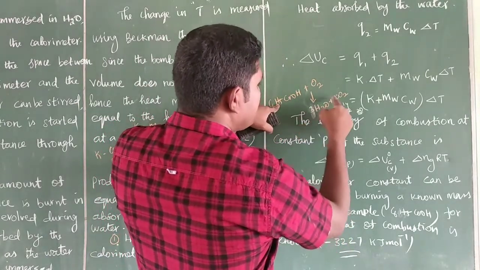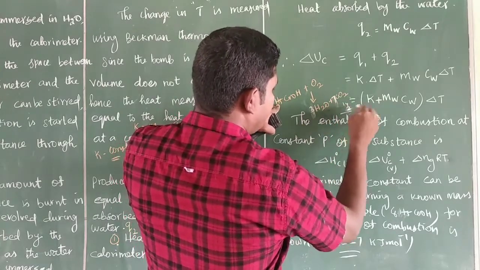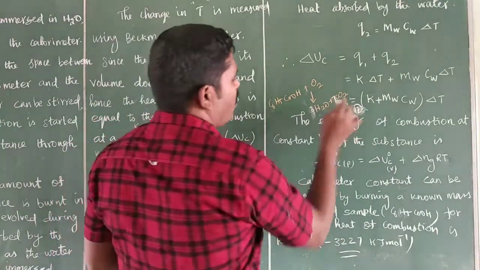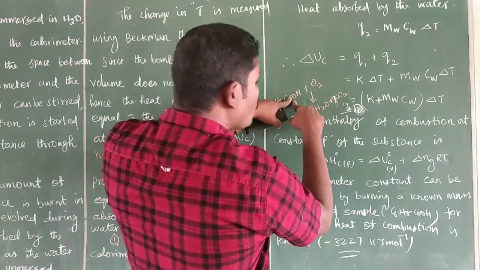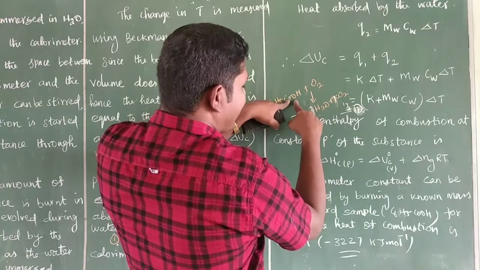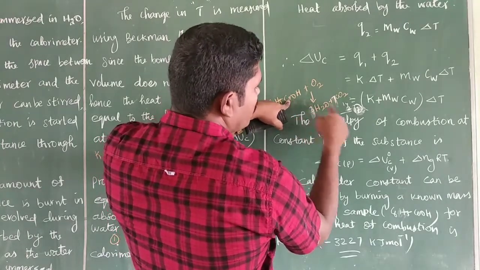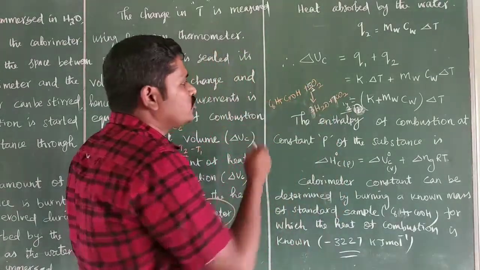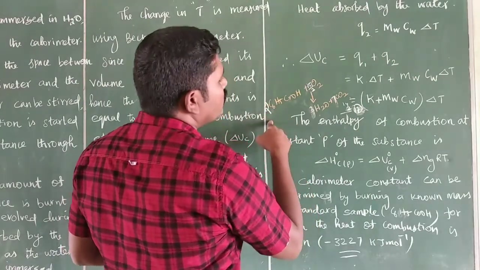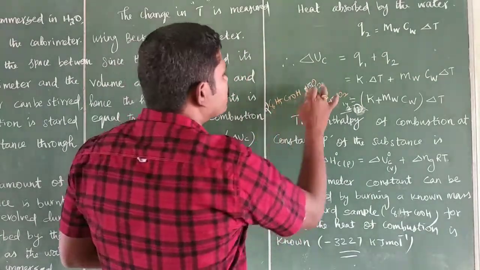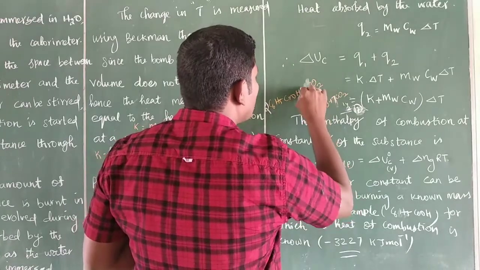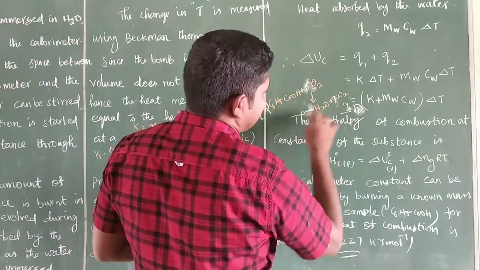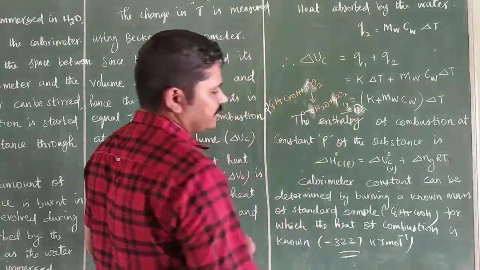3 into 2, 6. 7 plus 2, 14. 14 plus 3, 17 oxygens on the product side, but on the reactant side, benzoic acid has 2 oxygens. So the remaining 15 oxygens, 15 by 2. Multiplying with 2 to cancel the fraction, we get 15 oxygen, 7 CO2 and 3 H2O.